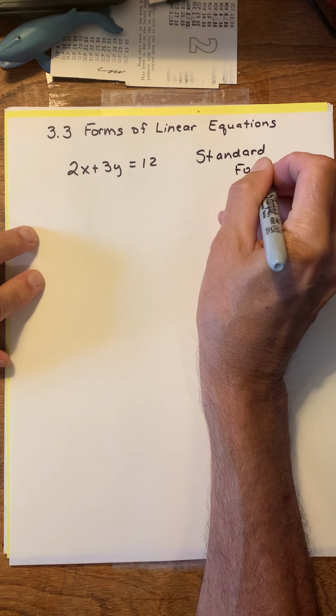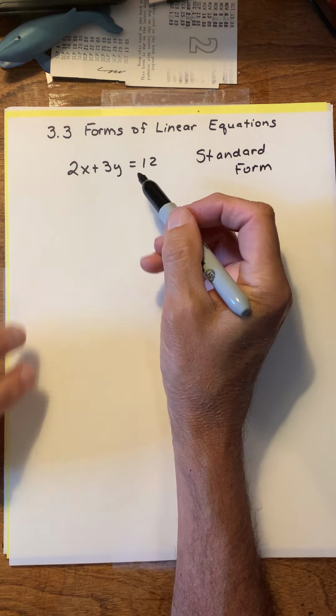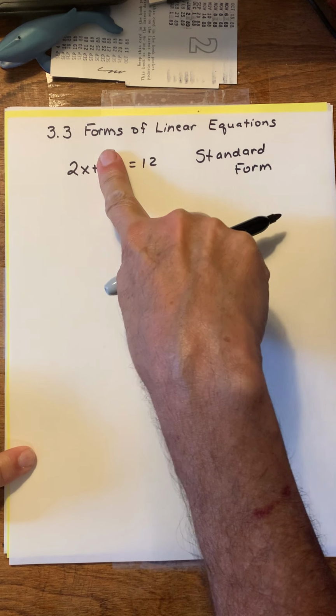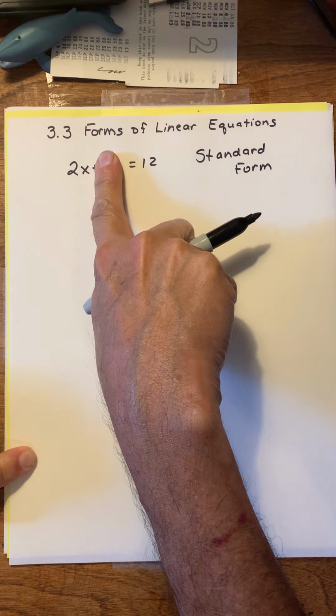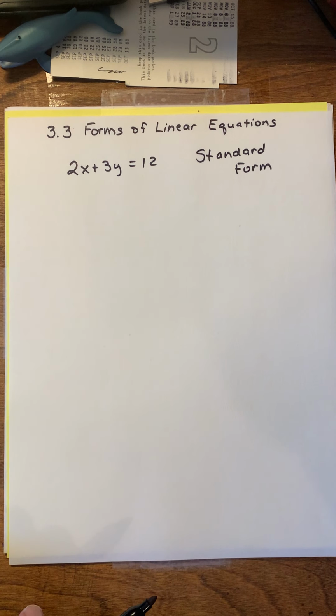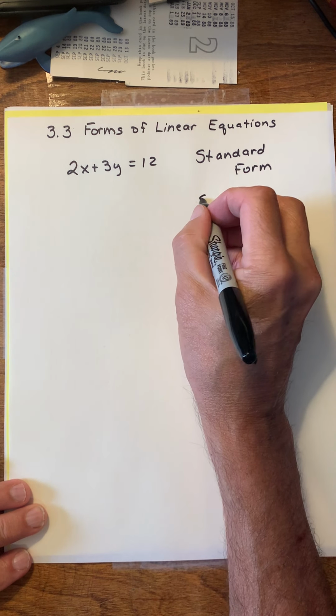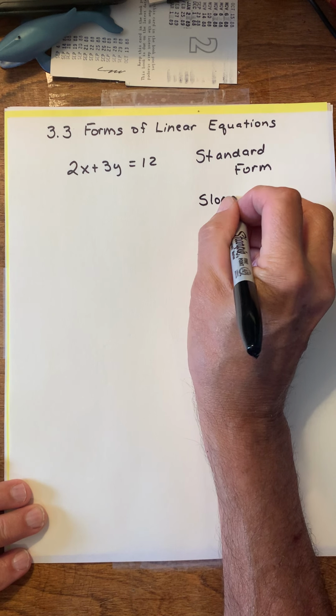And it was helpful, especially to find x and y intercepts. Let your x equal 0, solve for y, you got your y-intercept. Let your y equal 0, solve for x, and you got your x-intercept. 2 points, you can draw the line. So this is a rather helpful form of the line. But there is a more helpful form of the line called the slope-intercept form.